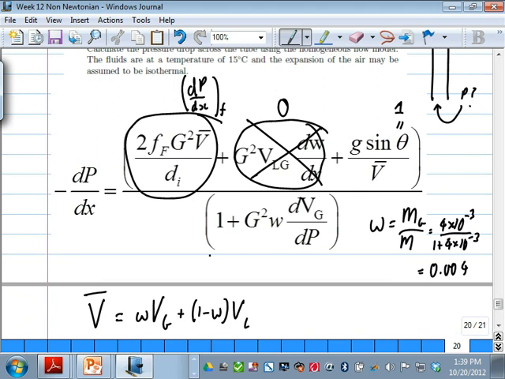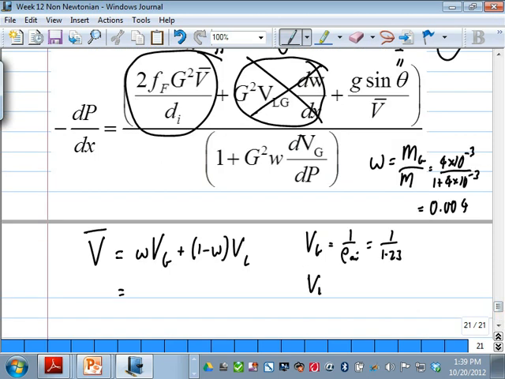So Vg is equal to 1 over rho of air. At atmospheric pressure, we take 1 over 1.23. VL is equal to 1 over rho water, and that's about 1 over 998.